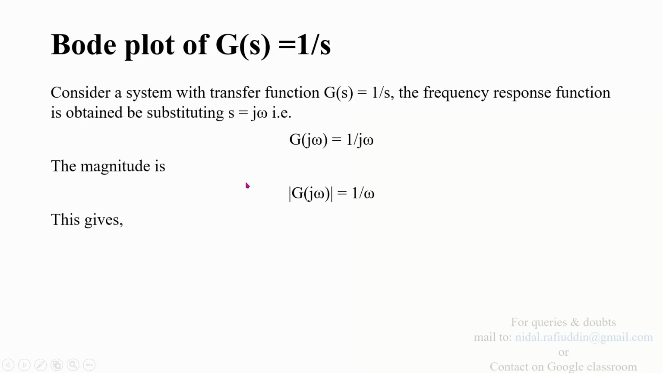Then we obtain the magnitude by applying the second step. So the magnitude of G will be 1 upon omega, and from this we can easily obtain the magnitude in decibel. In decibel we compute the magnitude by taking 20 log to the base 10 of the magnitude of G(j omega), and this gives minus 20 log of omega to the base 10. Since the magnitude is 1 upon omega, taking the reciprocal gives omega to the power minus 1, and that minus 1 multiplies with 20. So this is the magnitude in decibels of the transfer function 1 upon s.